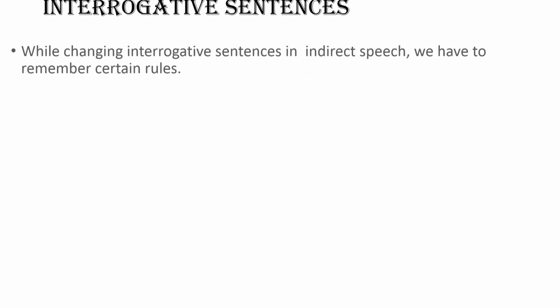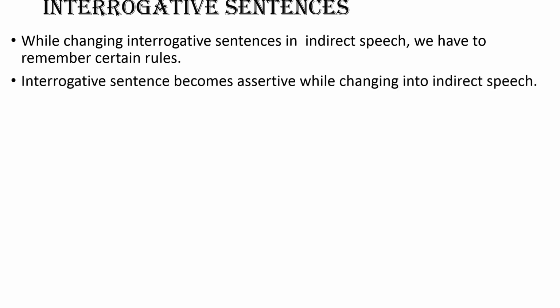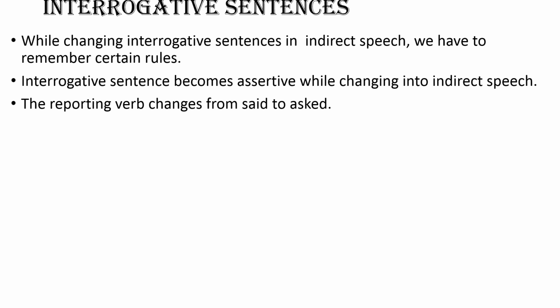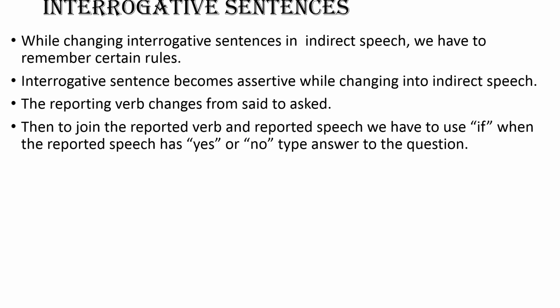So the rules which we have to remember while changing into indirect interrogative sentences. Interrogative sentence becomes assertive while changing into indirect. We are now familiar with this thing because we have already learnt this in the previous video. Reporting verb changes from said to asked. Then to join the reporting verb and the reported speech, we have to use if when the reported speech has a yes or no type answer to the question. This you have to remember.